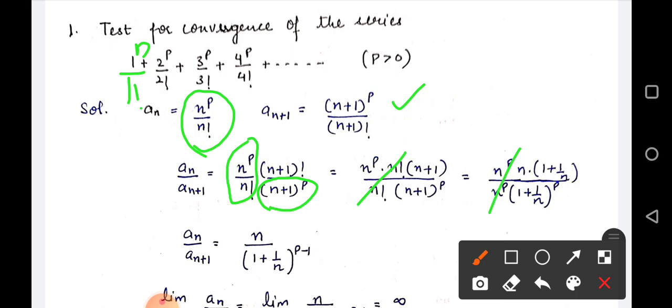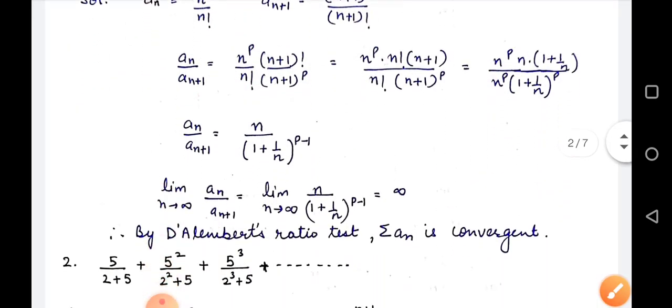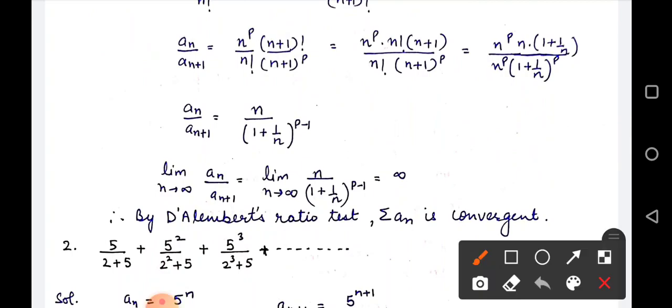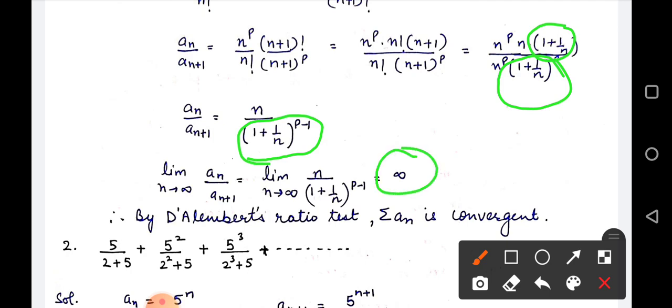When n approaches infinity, we have the limit as infinity, because we are left with n, and here we have 1 plus 1 by n to the power p. So it is n into 1 plus 1 by n to the power minus p. When n approaches infinity, it becomes infinity. And by the D'Alembert ratio test, if this ratio is infinite, then summation an is convergent. So this completes the problem.